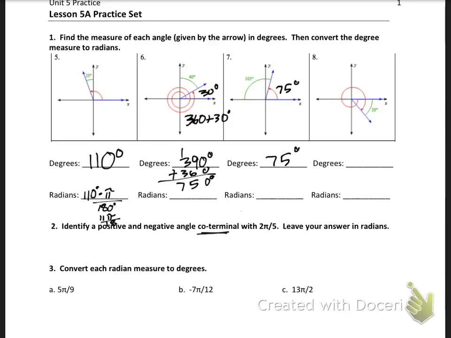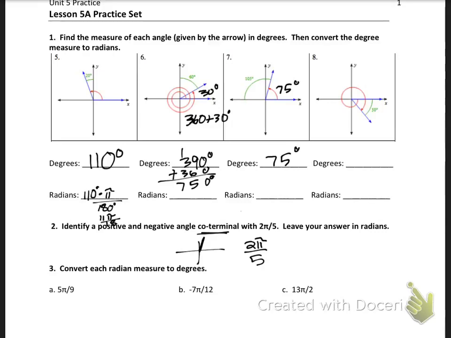coterminal. Okay. So 2 pi over 5, if you want to get a coterminal to that, if you don't know where 2 pi over 5 is, that is just fine. It's a fifth of the way to 2 pi all the way around. So think of, if you broke this up into fifths, you're going a fifth of the way, 2 pi over 5-ish.